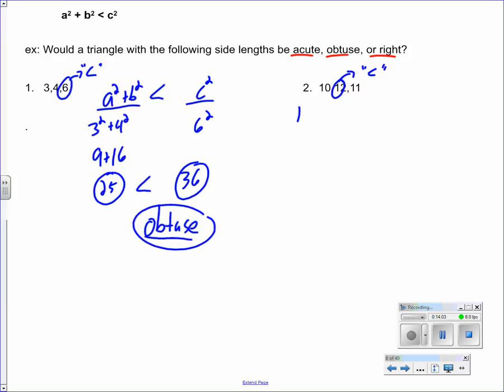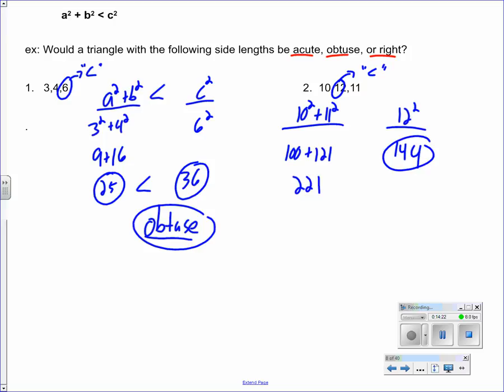On the right, we have 10 squared plus 11 squared. That's our a squared plus b squared. And we have 12 squared as our c squared. That's 100 plus 121, which is 221, and 144 for c squared. So here, a squared plus b squared is greater than c squared. So we have an acute triangle. And then if we had one where the two were equal, that would be a right triangle.